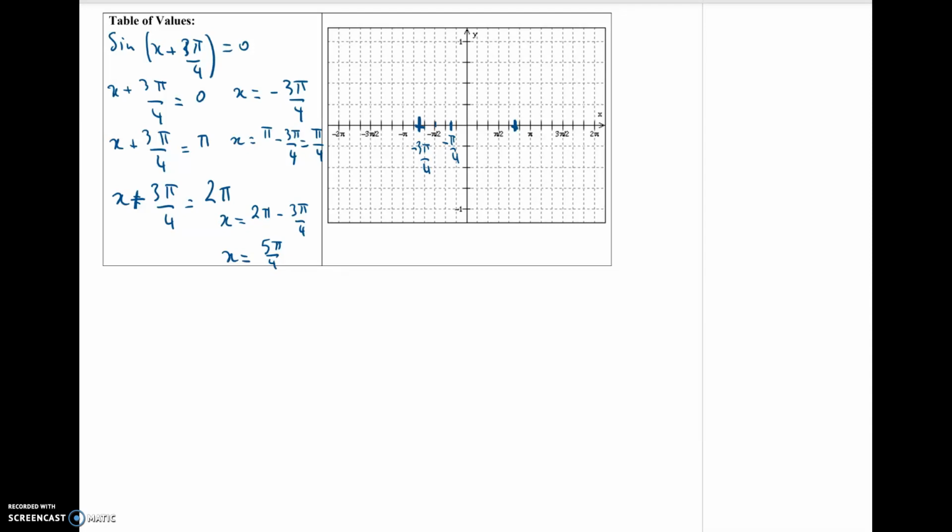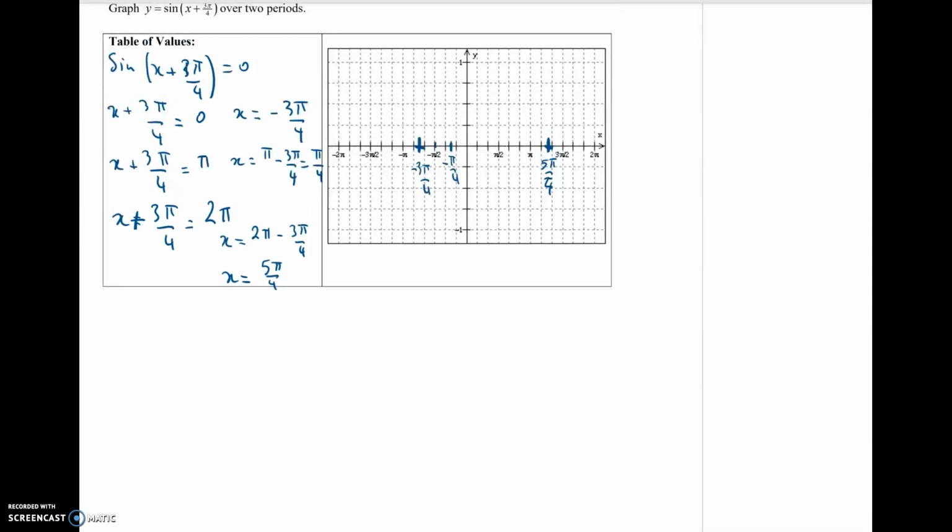So pi equals 4 pi over 4. And so 5 pi over 4 is right here. So at 5 pi over 4, I got another 0. It's another 0. And I said also at x equals pi over 4, which means around right here at pi over 4, I got a 0.